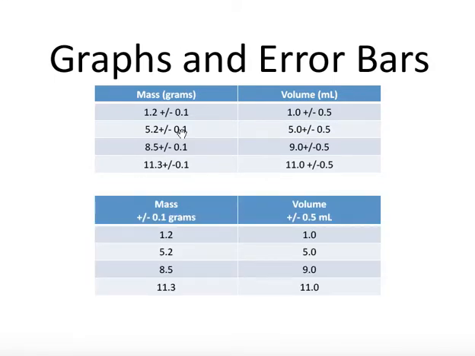Now, when the uncertainty or the absolute error is always the same, you could just include it in the heading of the table. If it changes, you can't do that, but if it's always the same, you could just include it in the heading, as you can see here. So you don't have to write out plus or minus 0.5 for every data point, just include it in the heading.